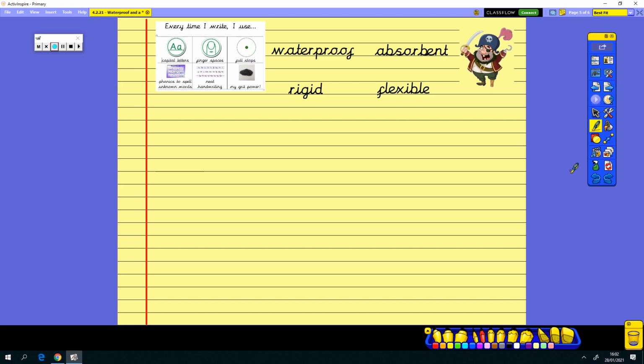Okay, so over the past couple of days we keep getting letters from Pirate Pete and we write back to him. He seems like he's really happy getting our letters. I'm going to model to you now how to write that letter to Pirate Pete.